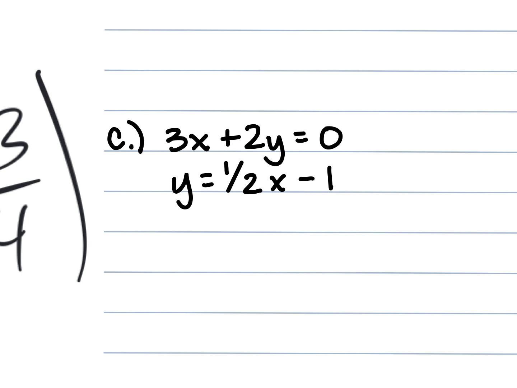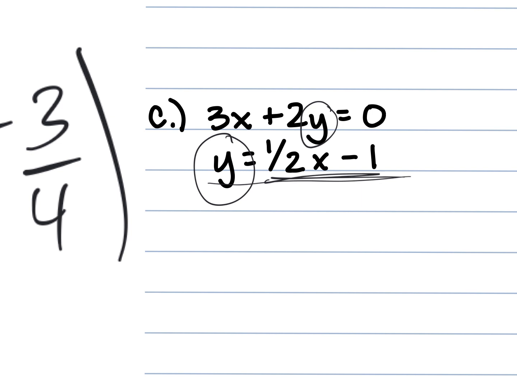I figured out the second problem, the y equals. I circled y and underlined the equation. Perfect. Why? Because that's the variable that's already solved for. Very good. Keep going. So then I plugged in the solved equation for y into the first problem for 2y, and I got 3x plus 2(1/2 x minus 1) equals 0. Perfect. Okay. Then what?